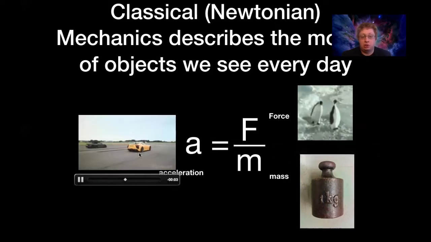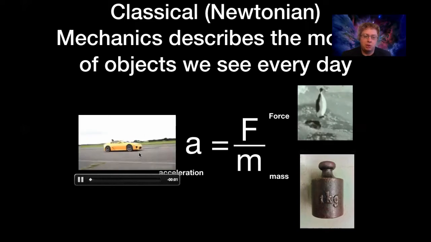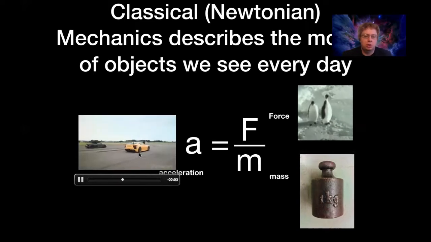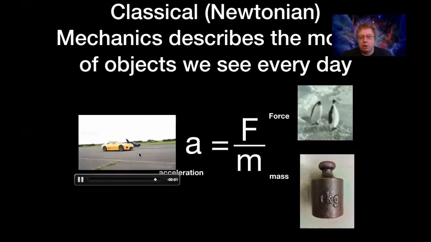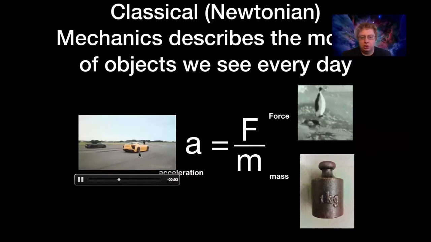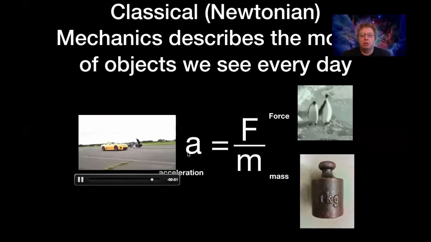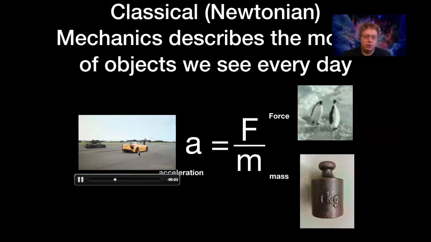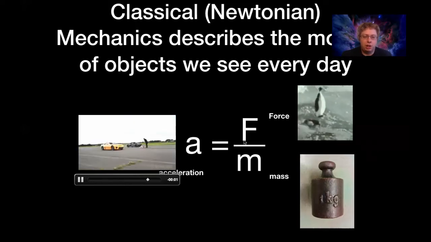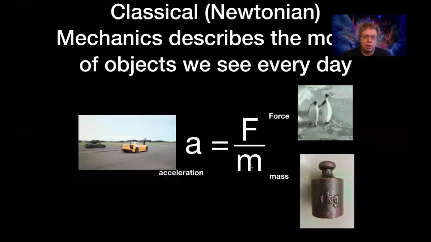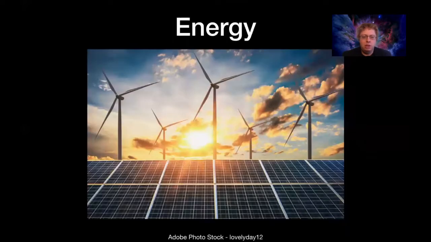So this car is accelerating from a speed of 0, essentially, to a speed much faster, maybe 60 miles an hour, as it turns on the accelerator. So the acceleration, for example, that this car sees is equal to the force applied by its motor divided by its mass. The other concept that we need to talk about in terms of quantum mechanics is energy.